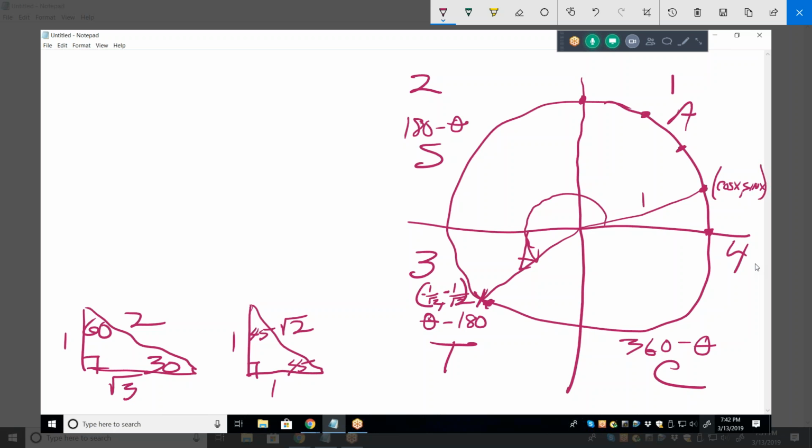Now, there are a couple of other points that are very useful here. Do we know what the x and y coordinate of that one is? Yes, that one is 1, 0. Okay. What angle does that represent? 0 degrees. Okay. So what is the cosine of 0 degrees got to be?